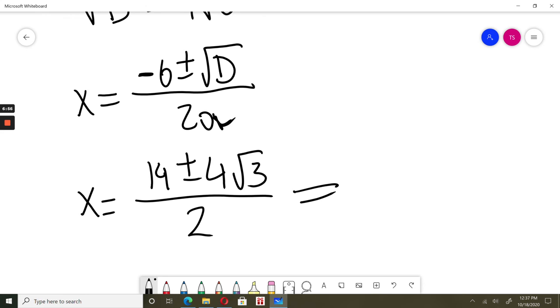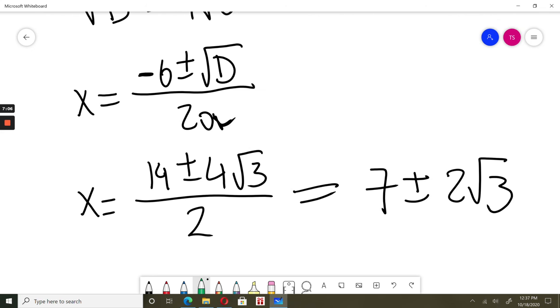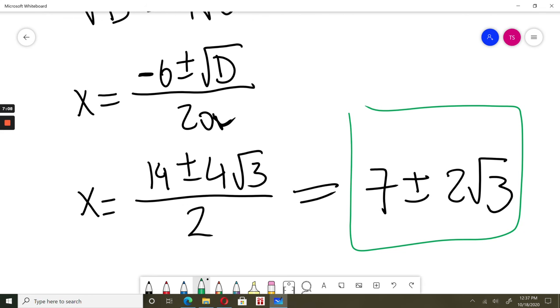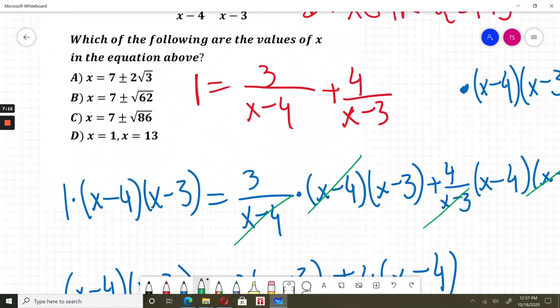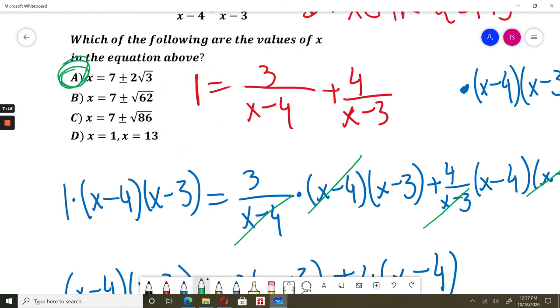So the answer will be 14 divided by 2 is 7, plus or minus 2 square root of 3. 7 plus or minus 2 square root of 3 is my answer. So the answer for this question will be A, 7 plus or minus 2 square root of 3.